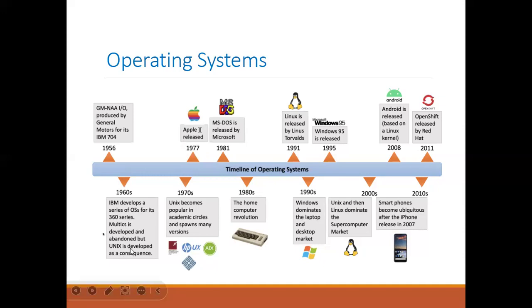Then every company started to develop their own operating system and give it the name of their company. In 1977, Apple released theirs. In 1981, Microsoft came into the picture and developed MS-DOS. In 1980, public computers were available for public use, so everyone started using operating systems.